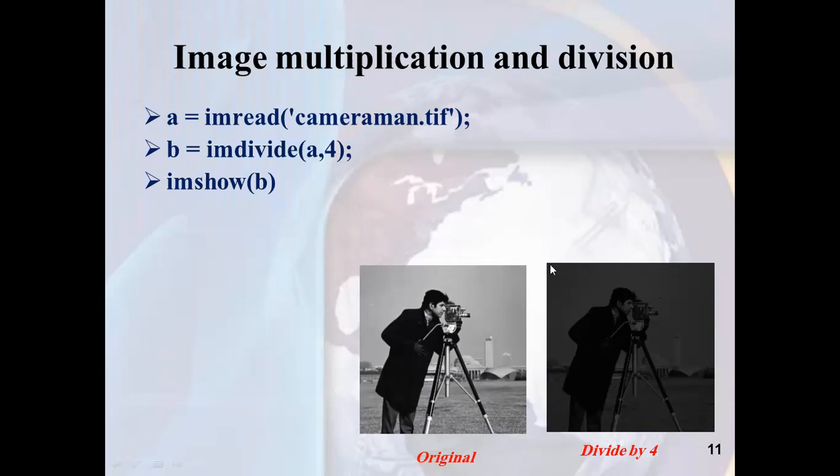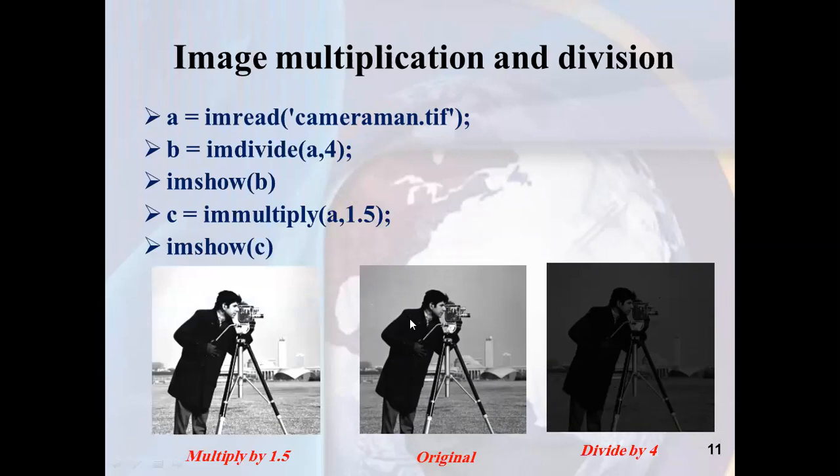Now, if we multiply by 1.5, as you see here, the brightness will be increased. Why? Because the intensity values of the original image are multiplied by 1.5, so they increase and approach 255, and the majority of pixels have increased values approaching 255. So we will see an enhancement of the contrast of the image.